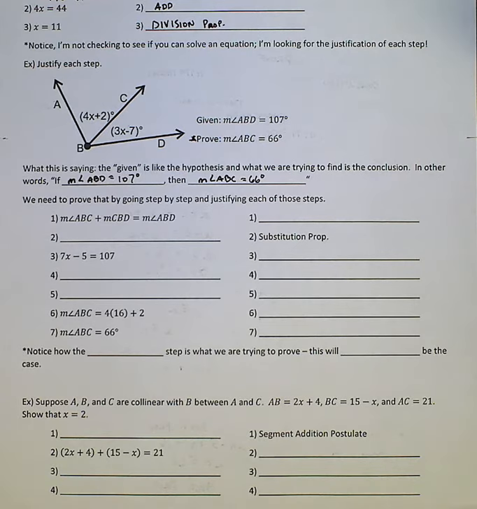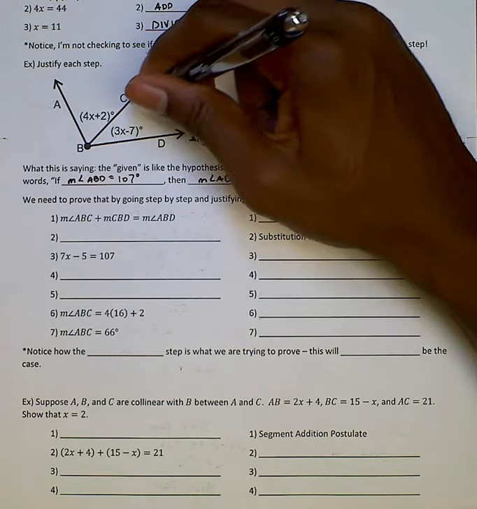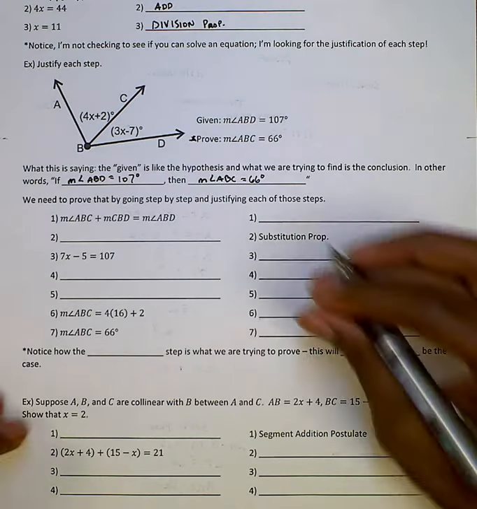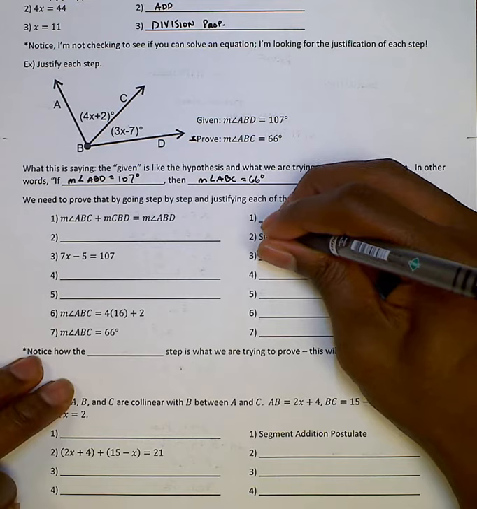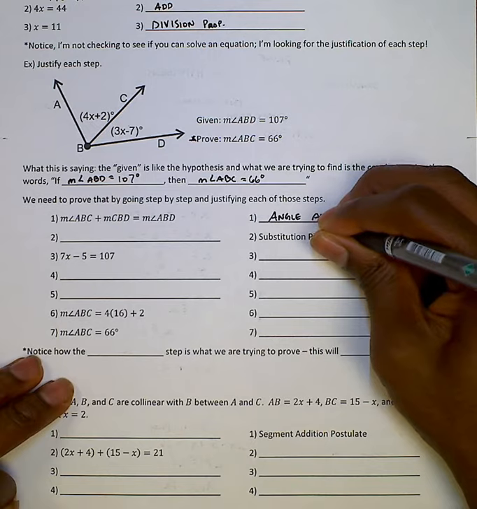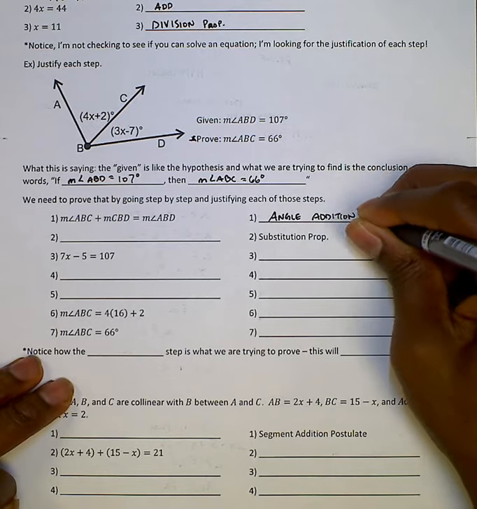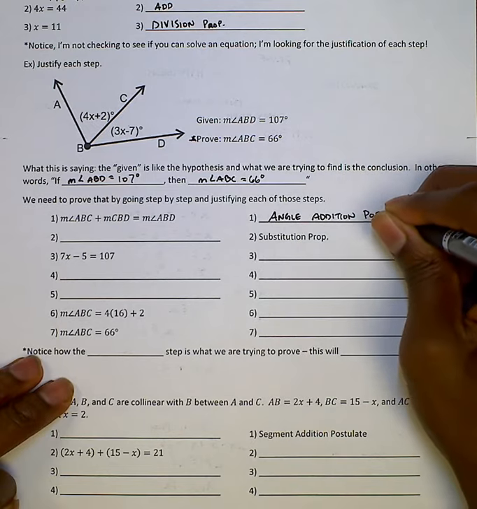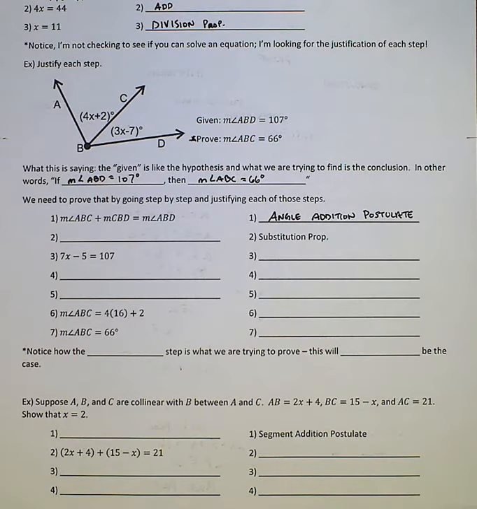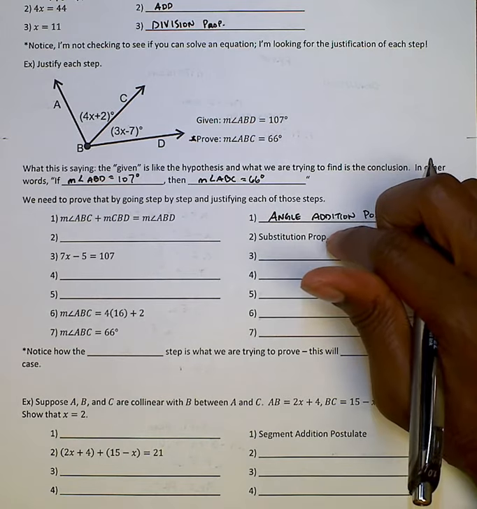So the measure of angle ABC plus the measure of angle CBD equals the measure of angle ABD. ABC plus CBD equals ABD. Why can we say that? Okay, remember that is the angle addition postulate. Okay. From there, what should we do? We'll kind of get a clue here. We should use substitution. And that's what we'll use.